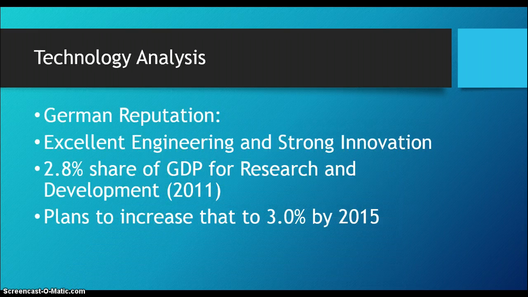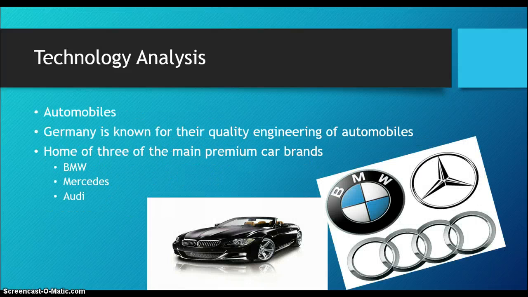The final section of the PEST analysis is the technological structure. Germany is known for its excellent engineering and strong innovation. They spent 2.8% of their GDP on research and development in 2011. There are government plans to increase that percentage to 3% by 2015. When it comes to technology, Germany is most well known for their automobiles. Germany is the home of 3 of the major premium car brands, BMW, Mercedes, and Audi. All 3 brands strive to be innovative in their technology so they can offer the best automobile possible.